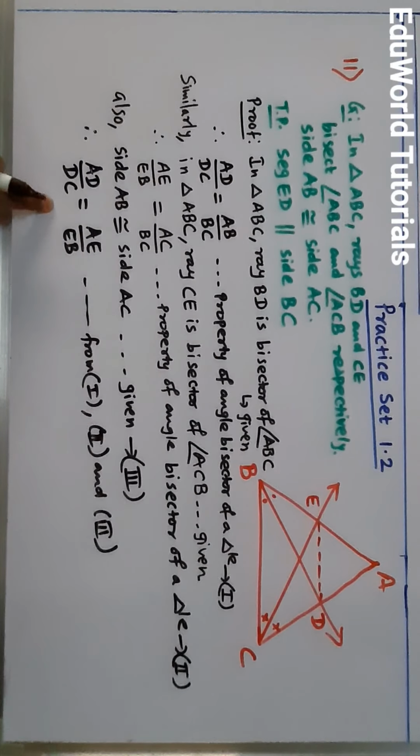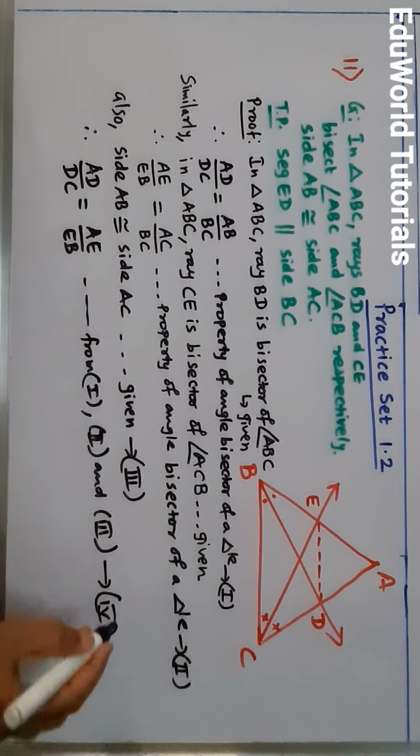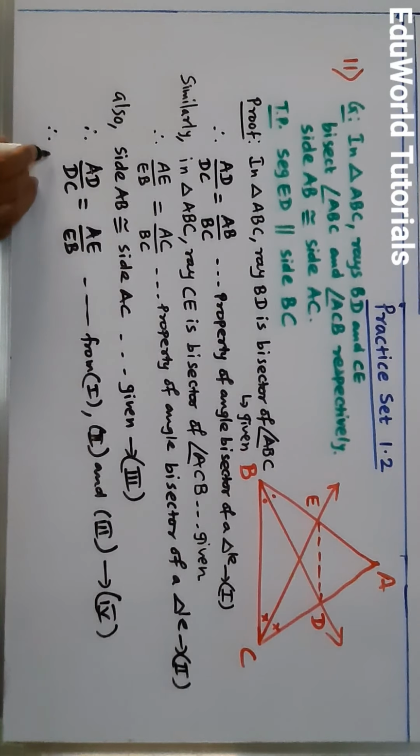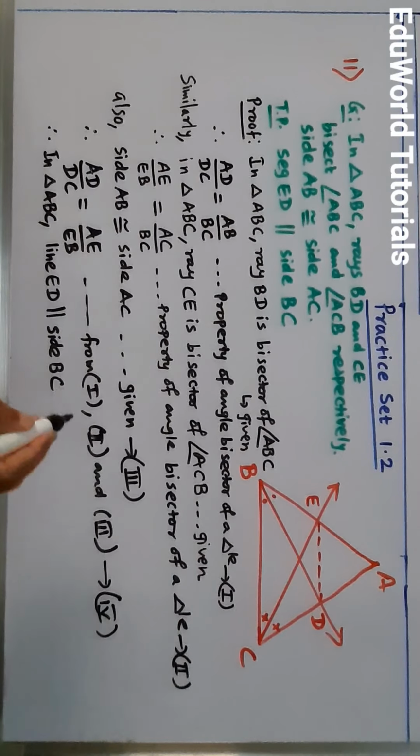So what is the meaning of this? Let us give this as result number 4. Therefore, what can we write? Therefore in triangle ABC, line ED is parallel to side BC. What is the reason for this?